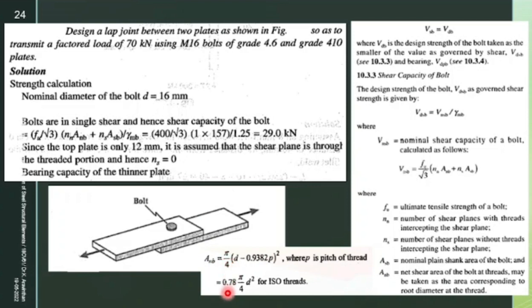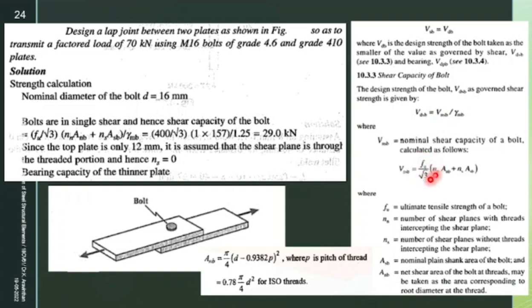A and B equal to 0.78 pi d square by 4. Now what is your diameter here? 16. You can find your area of the bolt, 157. Now multiply with this component, you will be getting 29 kilonewton. You have to divide it by gamma MB. So what is gamma MB? Which is material safety factor. Material bearing safety. Gamma is safety, M is material, B is bearing. Material bearing safety.